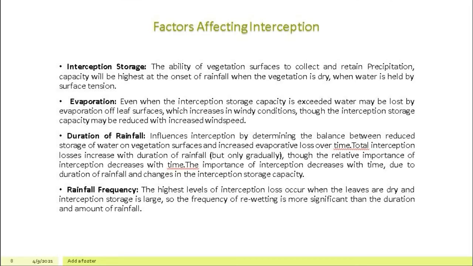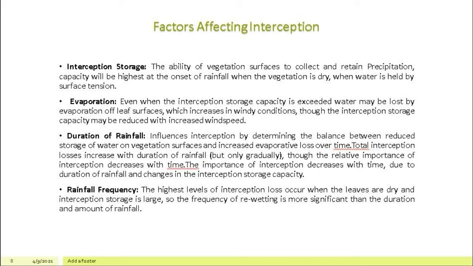There are factors that affect interception. First is interception storage. The ability of vegetation surfaces to collect and retain precipitation capacity will be the highest at the onset of rainfall when the vegetation is dry, when water is held by surface tension. Next is evaporation. Even when the interception storage capacity is exceeded, water may be lost by evaporation of leaf surfaces, which increases in windy conditions, though the interception storage capacity may be reduced with increased wind speed.